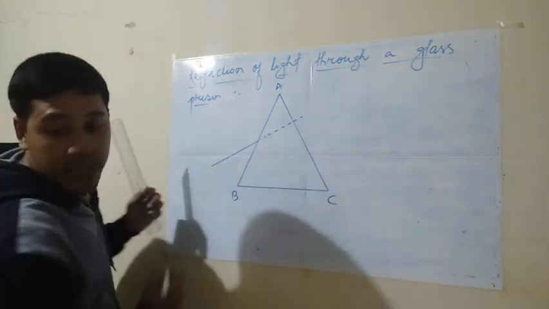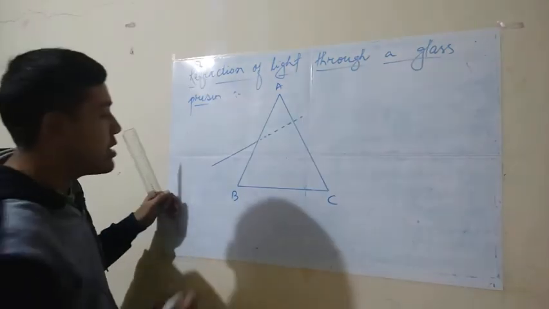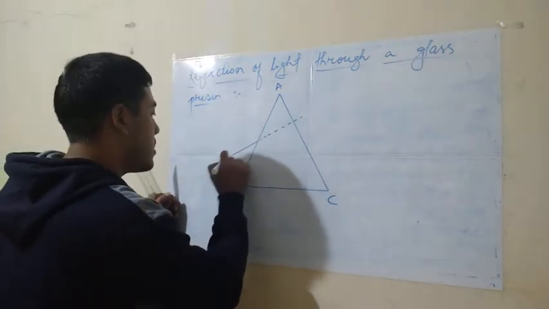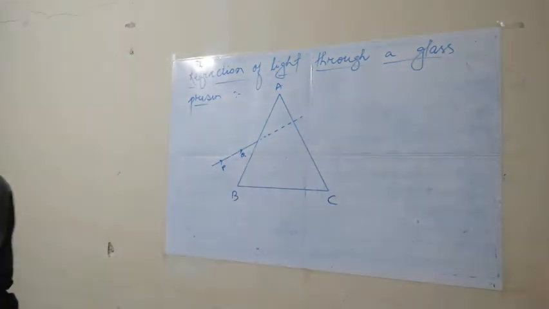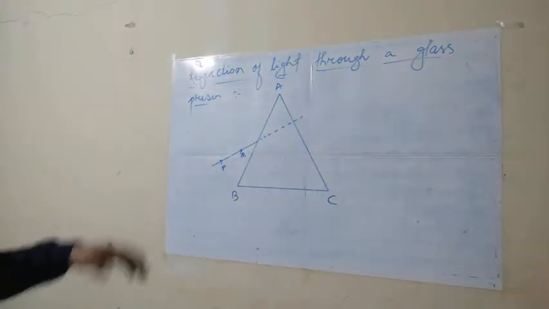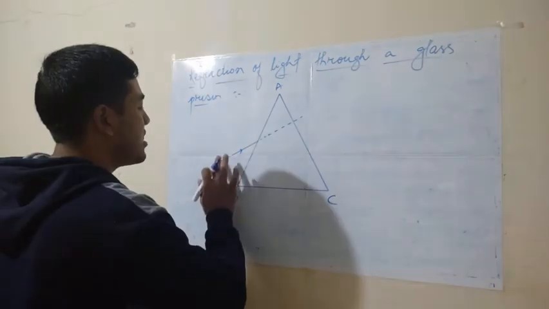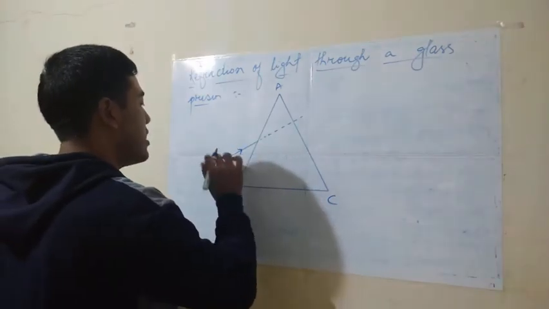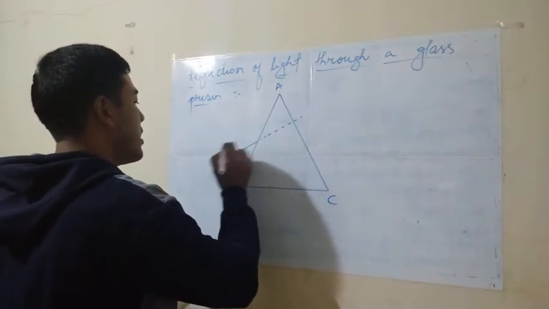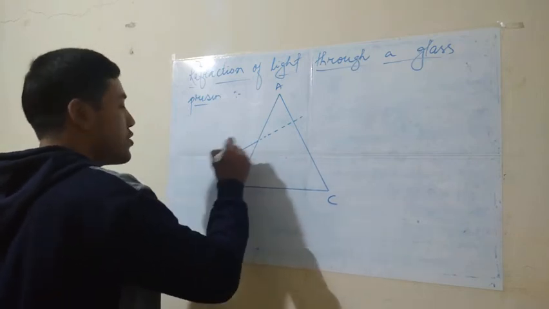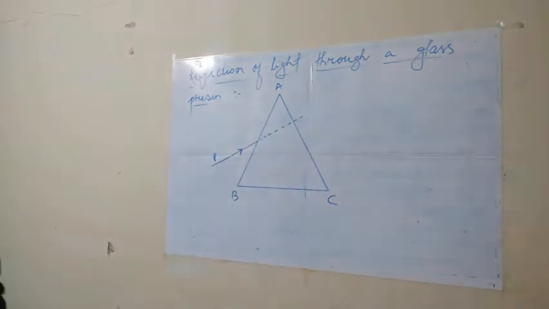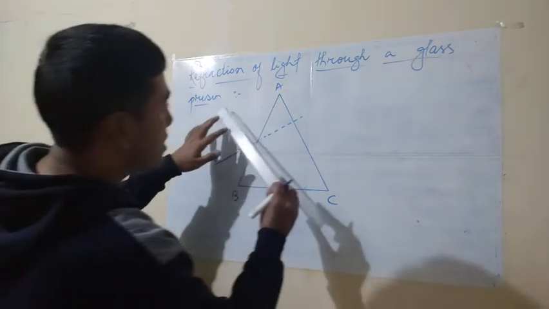Say this incident ray is denoted by P, Q. This PQ is the incident ray. This is the point, right? For example, you can write this is the incident ray. Okay, now you can draw this one.